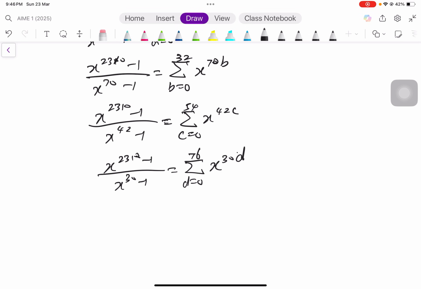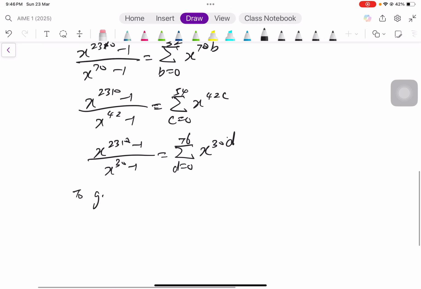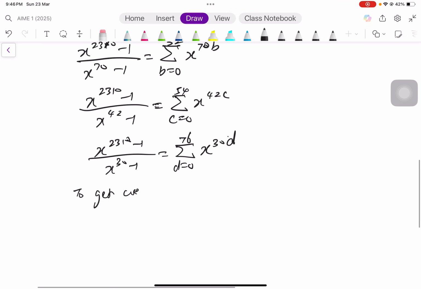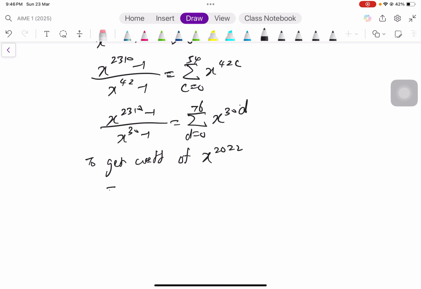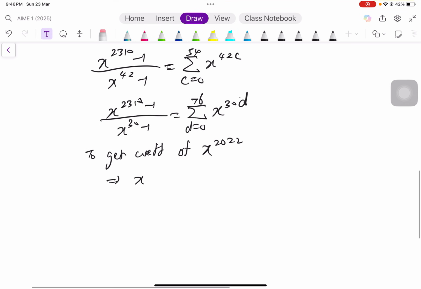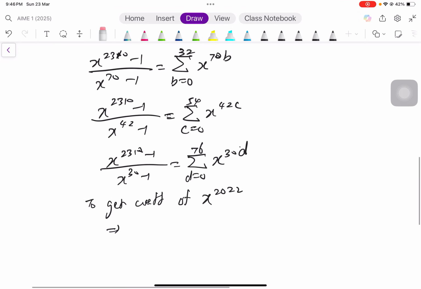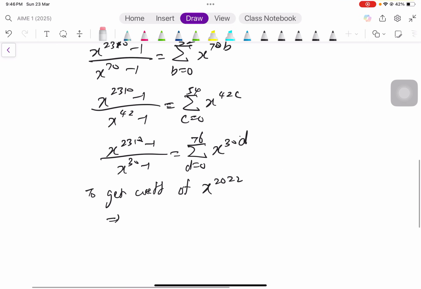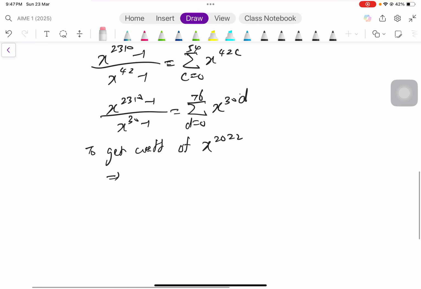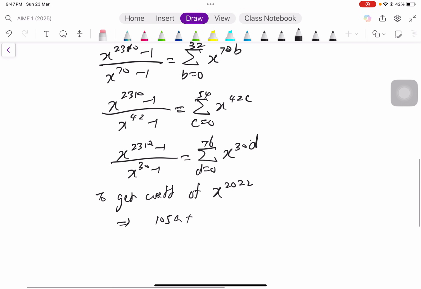that means to get the coefficient of x to the power of 2022, what does it mean? This implies that your power, 1058 plus 70b plus 42c plus 30d should be just 2022.